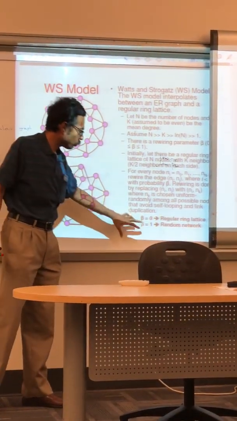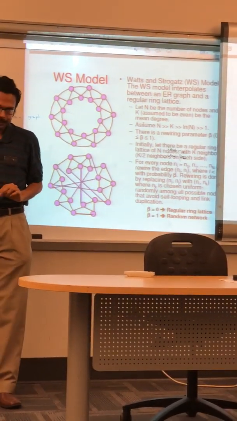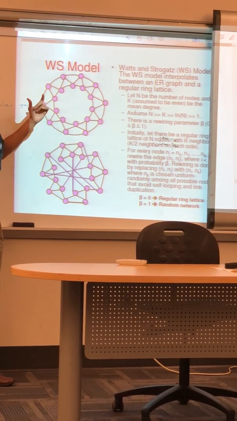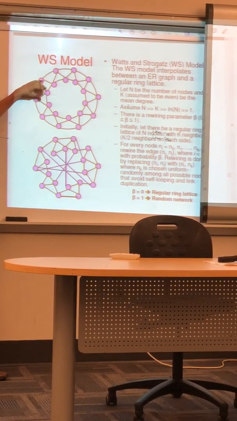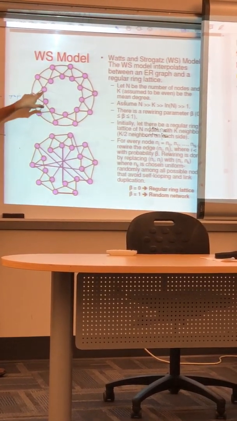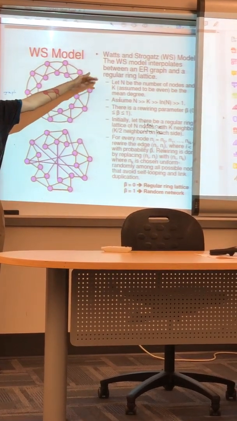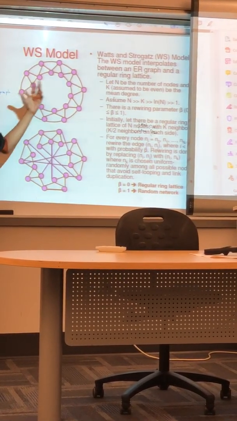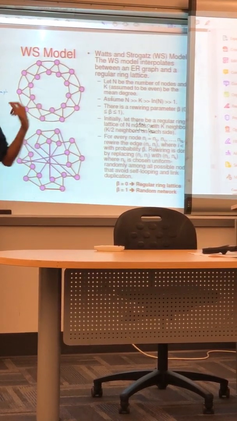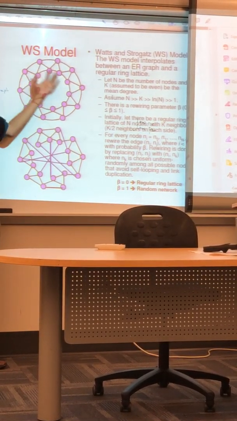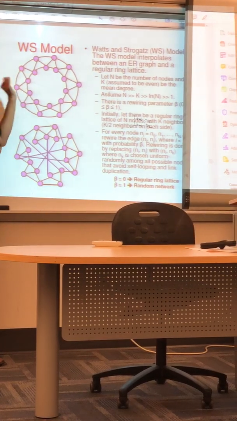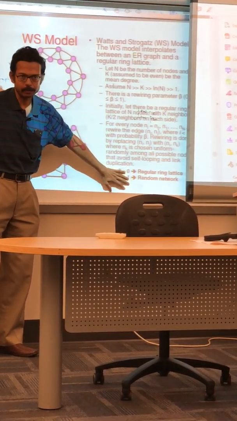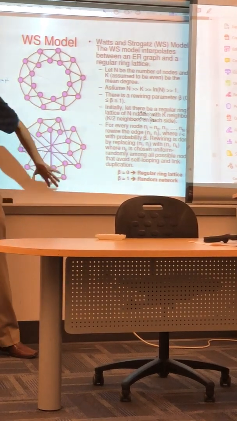Now, if beta is 1, what does it mean? Which means every edge is going to be rewired. So you're going to disconnect the vertices and connect the vertex to some randomly chosen vertex. So basically, you are connecting two vertices randomly, right? So after you go through all the rewiring process, the network that you will generate is an entirely random network. It's not going to be a small world network.